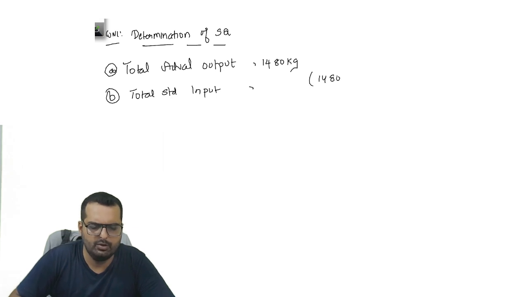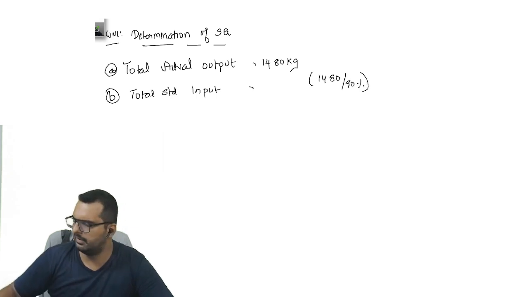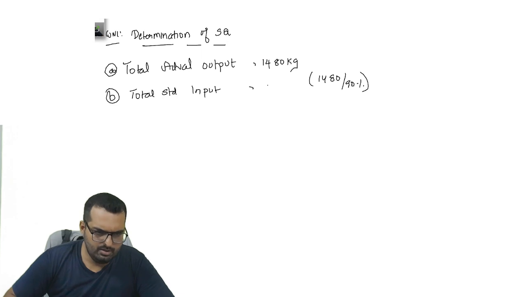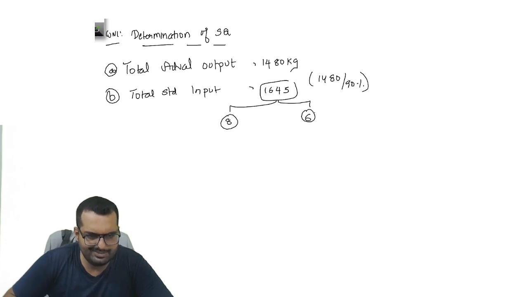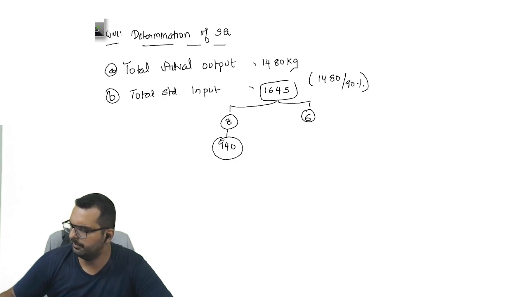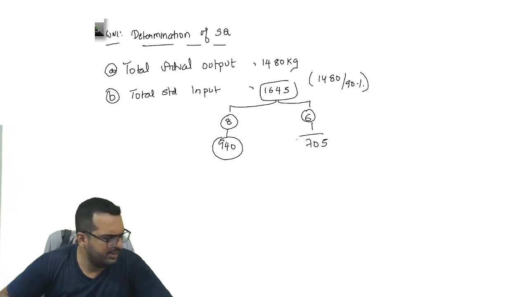Now, if that is the case, what should be the total standard input? That would be 1480 divided by 90%. Do I get the answer as 1645? And this should go in the ratio of 8 is to 6. So this divided by 14 into 8, I'll get the answer as 940, and here I'll get the number as 705. Am I right? So I got SQ.